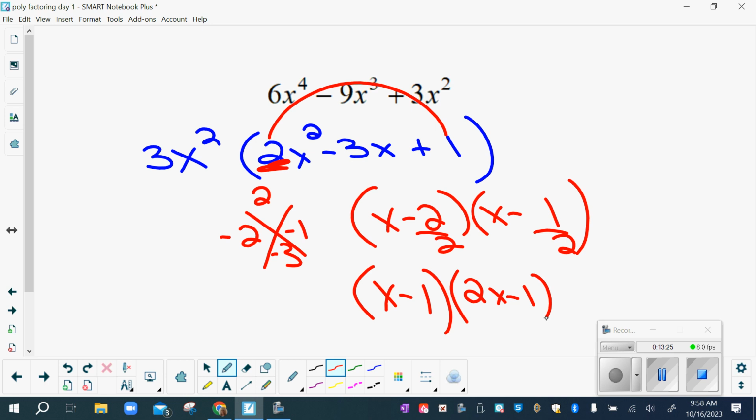That is not the correct answer. What am I forgetting? The 3x squared. He has to go in front. Jordan, talk to me, baby. On the test, can you put X minus 1/2? Yes, yes. And that'll get me there.